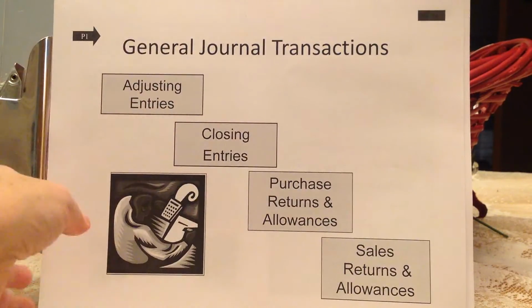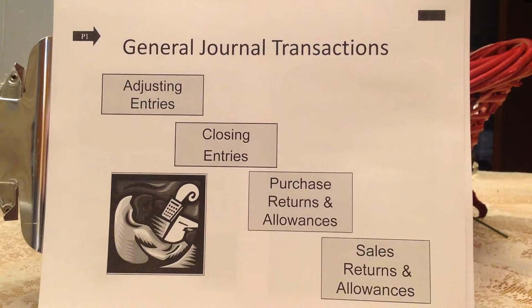In the general journal, the only things we're going to have are our adjusting entries, our closing entries, our purchase returns and allowances, and our sales returns and allowances.